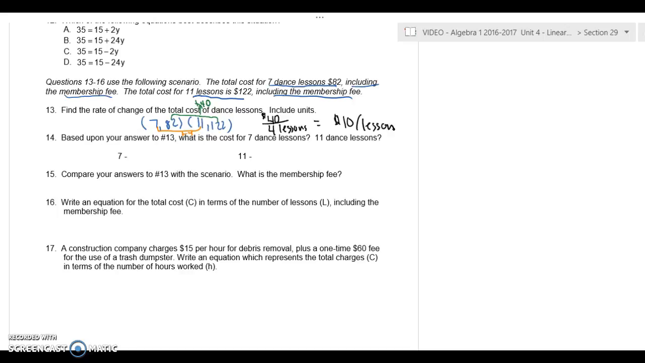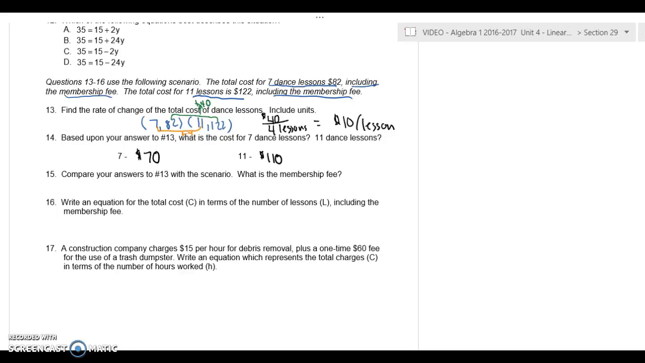Based on our answer to this question, we want to figure out how much the 7 lessons actually cost, not including the membership fee, just the 7 lessons. And same thing with the 11 lessons. Well, if it's $10 a lesson and we took 7 lessons, it stands to reason then that the 7 lessons cost $70, and that the 11 lessons would be 11 times 10, which would be $110. This is not what we paid. What we paid was more money then.